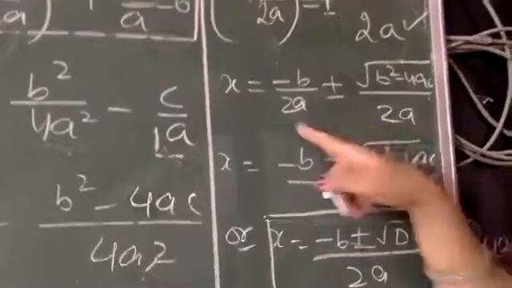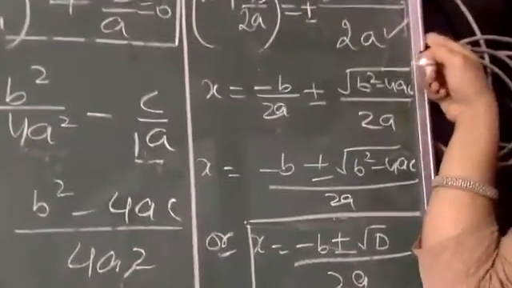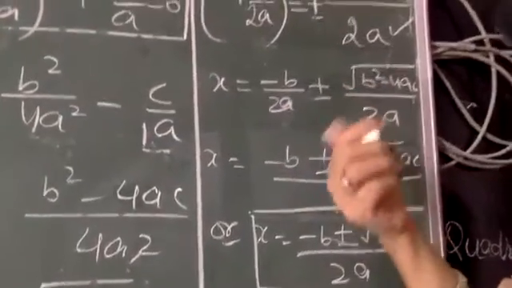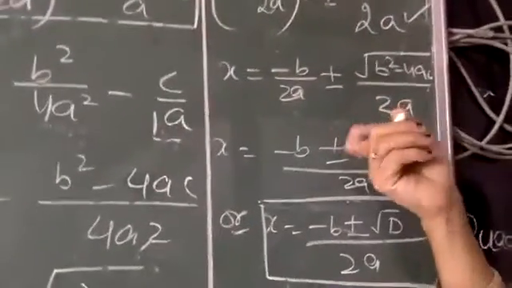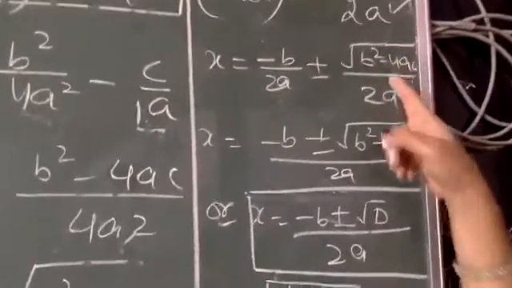All of you, have you understood this step? This b upon 2a can be transposed to this side also. We could have taken it here too, but whether you write it in front or behind, it will not change anything. It will be the same. In addition, it hardly matters. So minus b upon 2a plus minus under root of b square minus 4ac upon 2a.